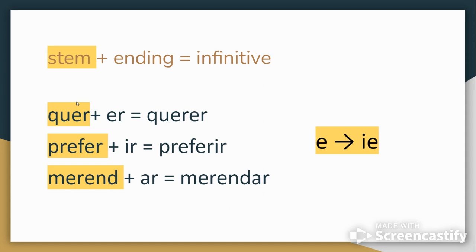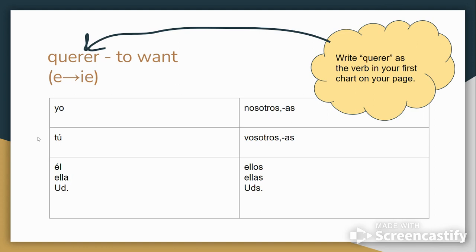Now you might wonder, for preferir and merendar, you have two E's in each of those stems. Which one's going to change? You're always going to change the one that's closest to the ending. We'll see that take place here in just a moment. So on your new page, I want you to write in querer as the verb in the first chart. You can pause the video if you need some time to do so.